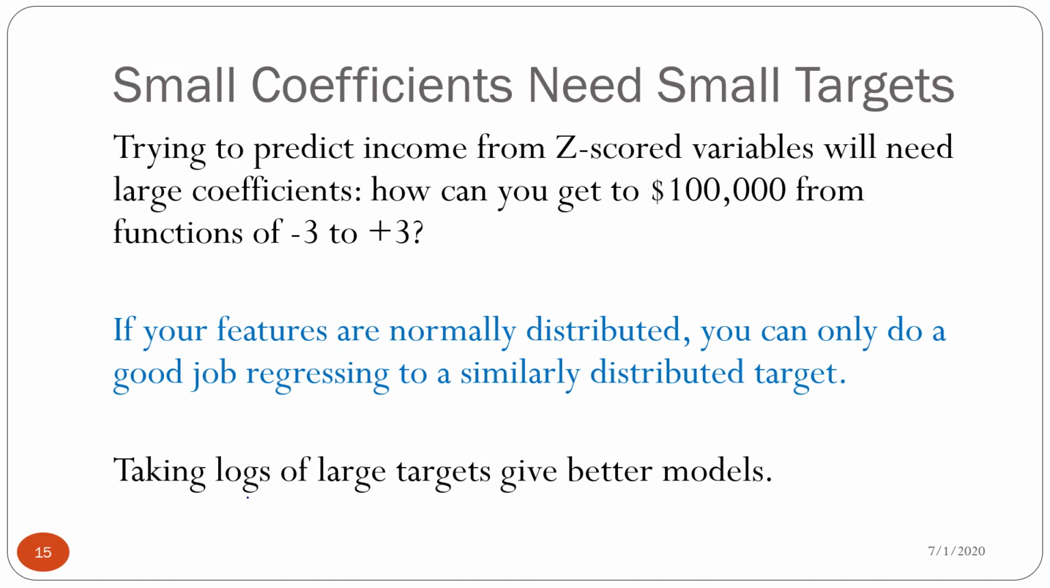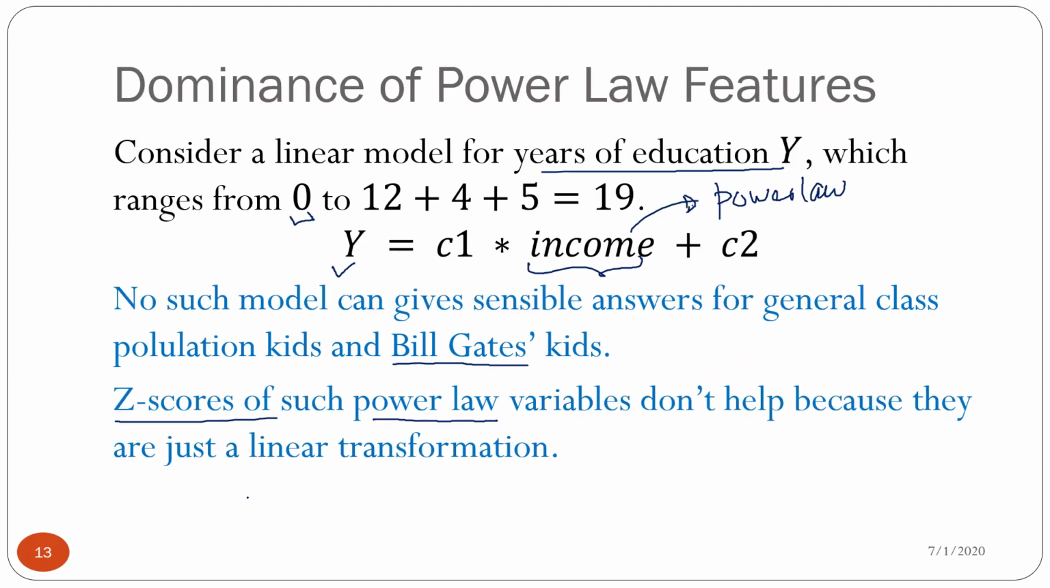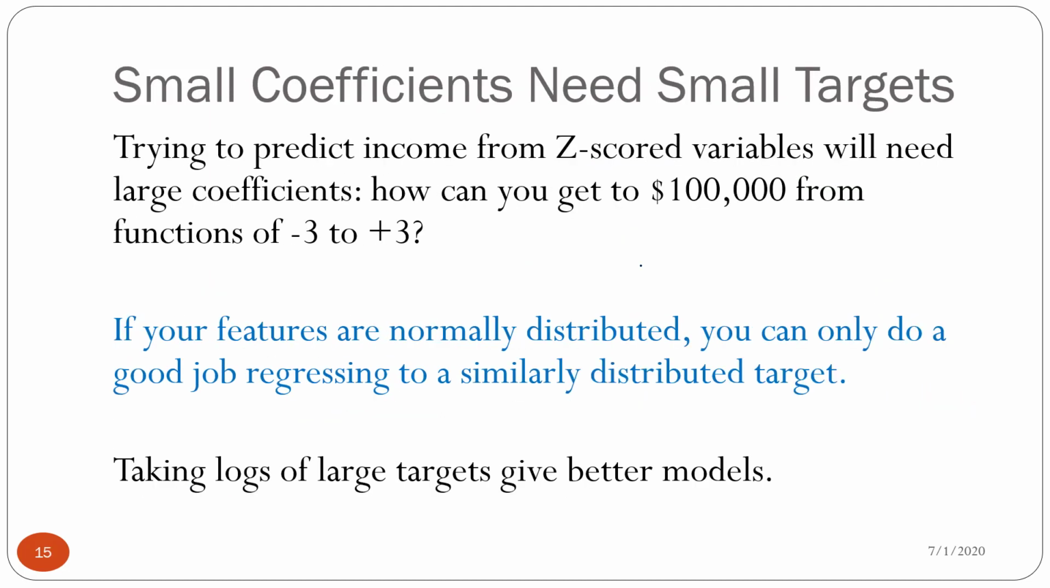Alright, so let's see what's the other thing. Now, similarly in the previous example, our independent variable, this is x, was following the power law distribution. You can have a similar situation where you're trying to predict income. Income is again a power law, right? So if you're trying to predict income from a z-score variable, you will need large coefficients, right?